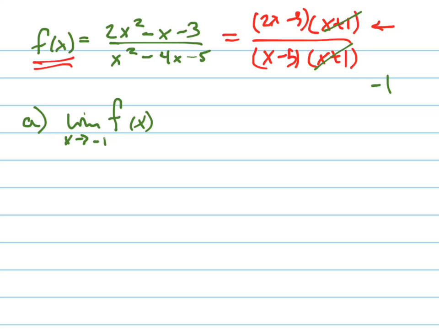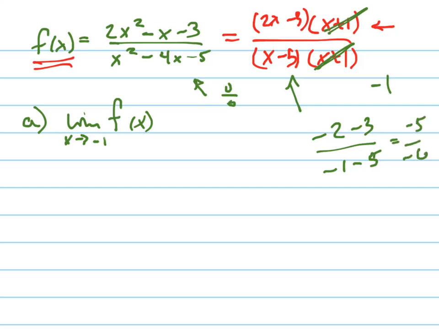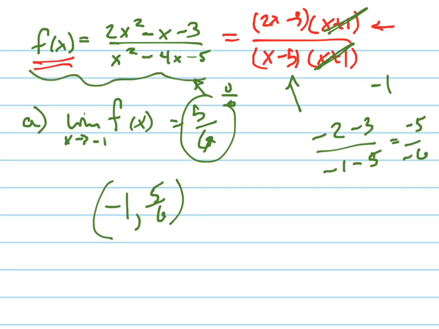So the limit as x goes to -1. Notice that if I plugged in -1 to this right here, I would get 0 over 0. When that happens, that means there was a hole there, and it could have been factored. Now that I've gotten rid of that, when I plug in -1 to this one, I'm going to get 2 times -1, which is -2, minus 3, all over -1 minus 5, which is -5 over -6, which is just 5 over 6. That means the point (-1, 5/6) is a hole in that function right there.